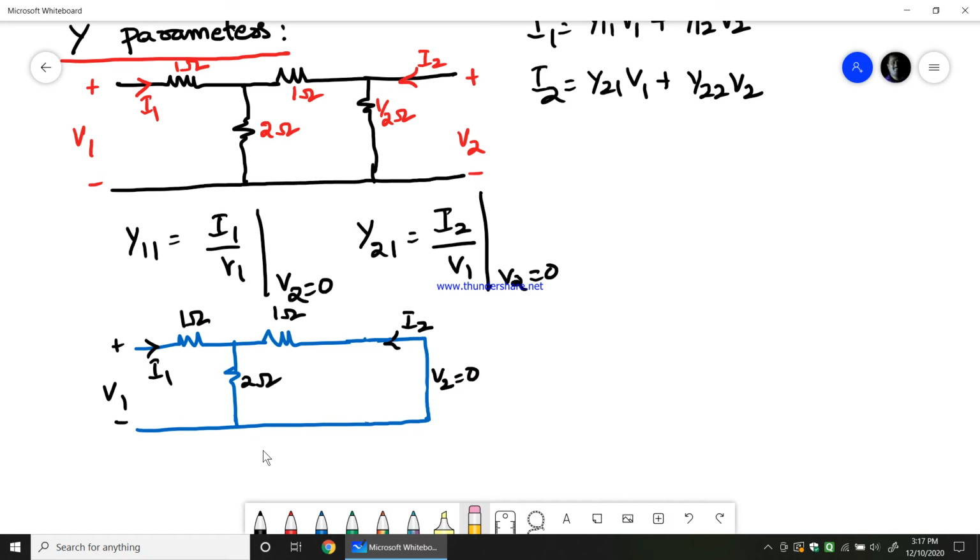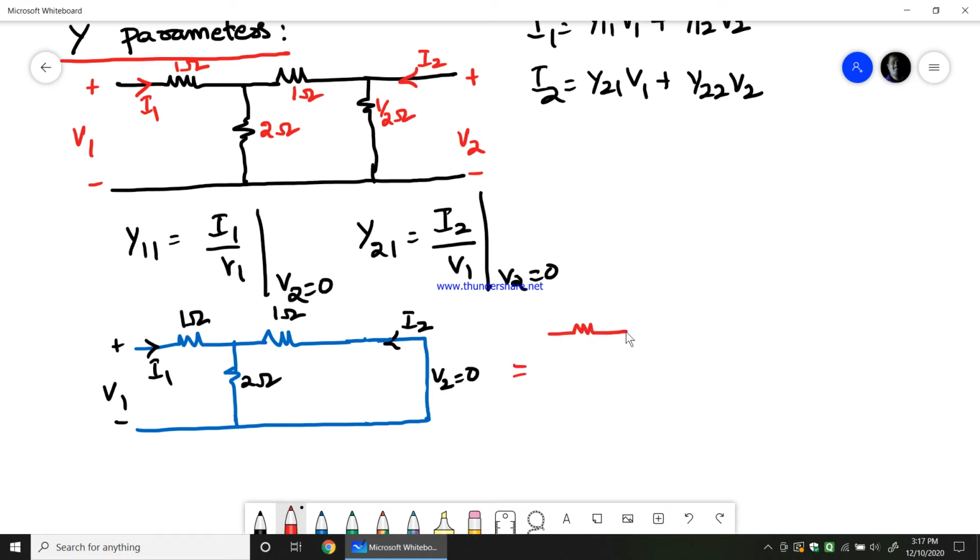Okay, so this would be the resultant circuit that we get actually. Now to find out I1 by V1, I need to find out the total. So I can write this circuit in a much simpler way.